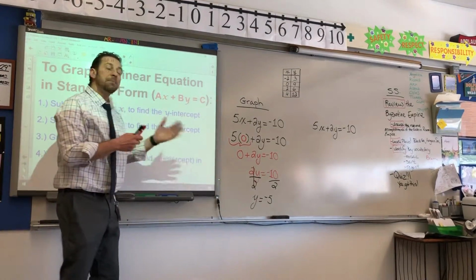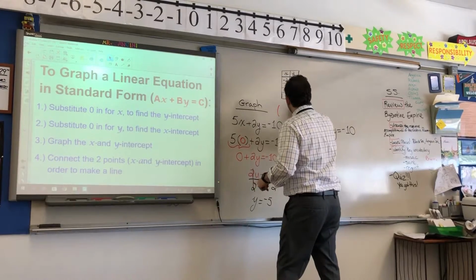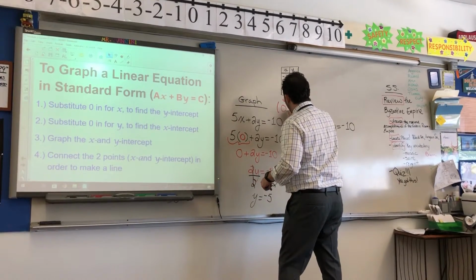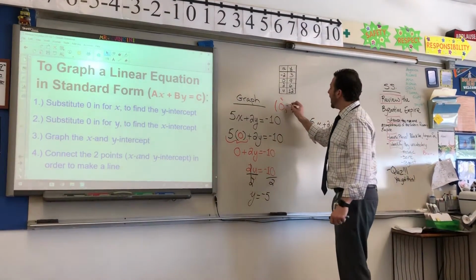What I'm finding is basically my y-intercept. So in other words, when my x in my ordered pair is 0, because that's what I'm calling it, the y comes out to be negative 5.